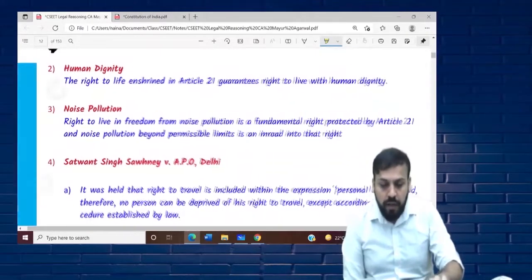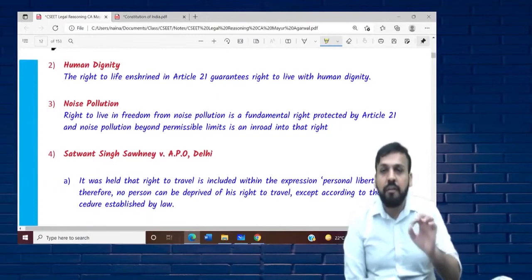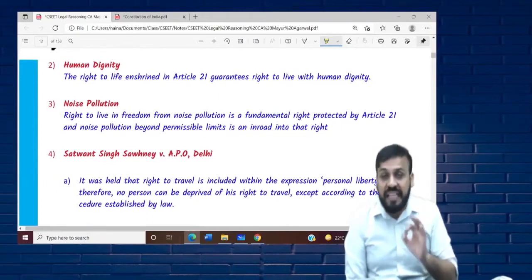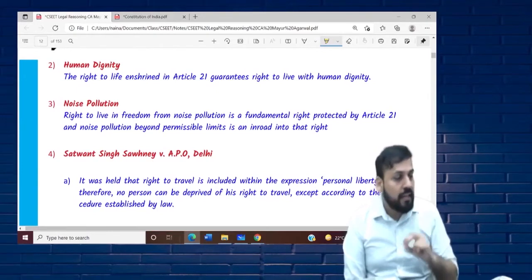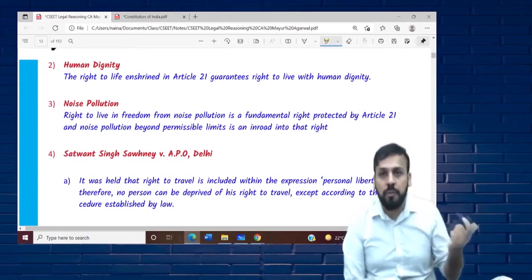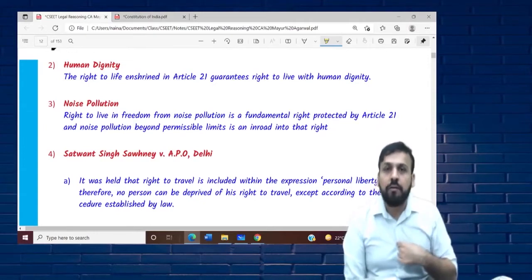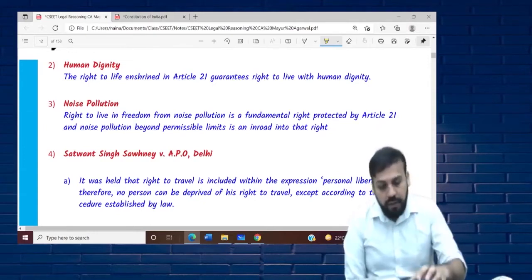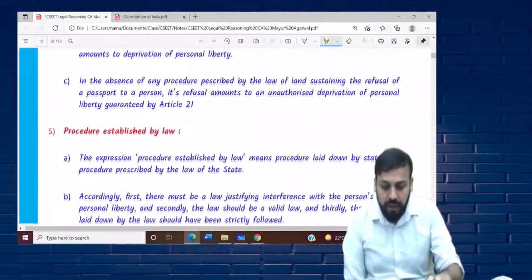And also article 21 is telling that live with respect. No one can insult you. Not only live, but live with respect. And like noise pollution, someone is doing noise pollution which is impacting your freedom and impacting your personal life is against article number 21. Very, very clear.